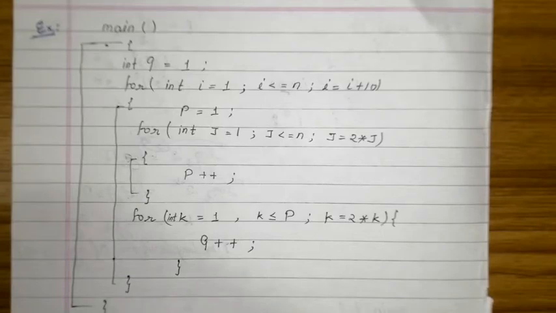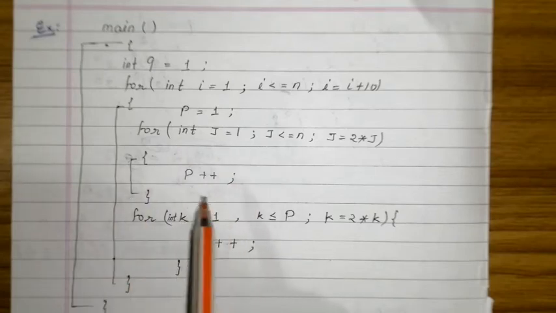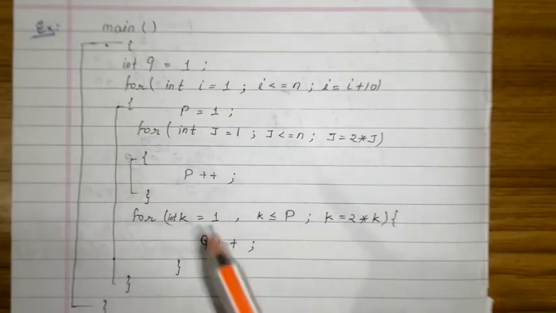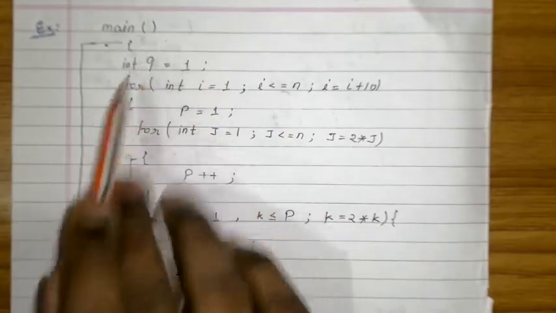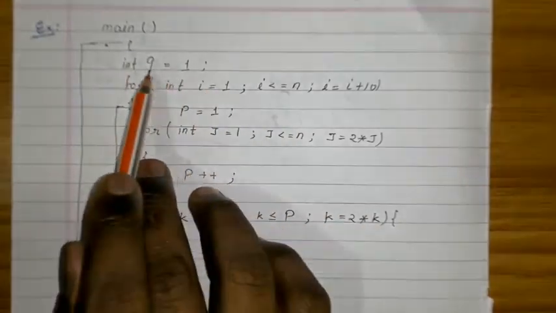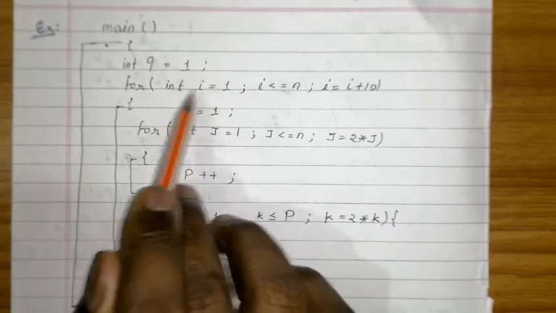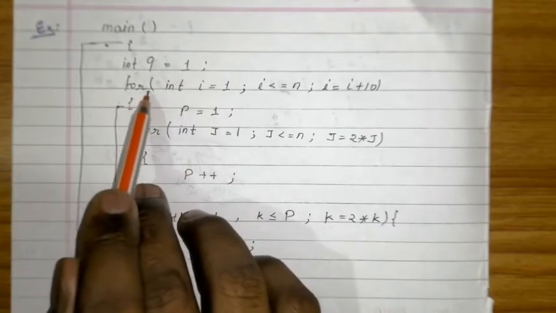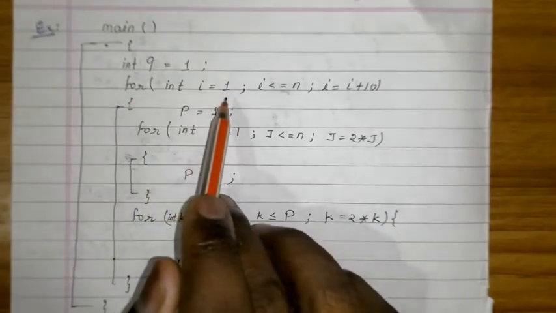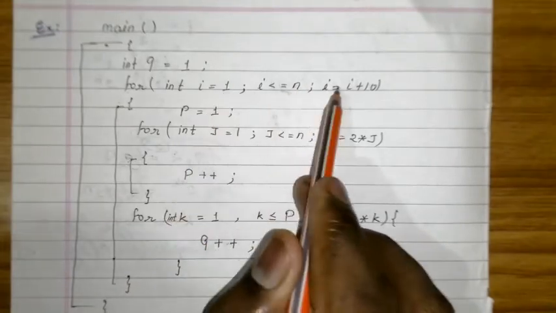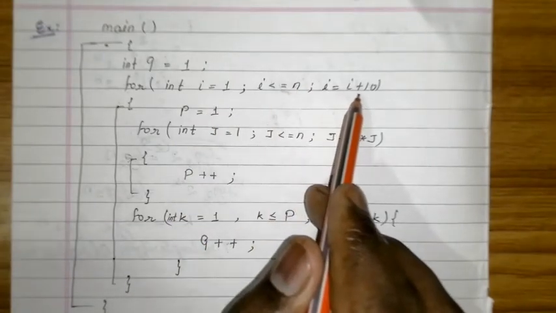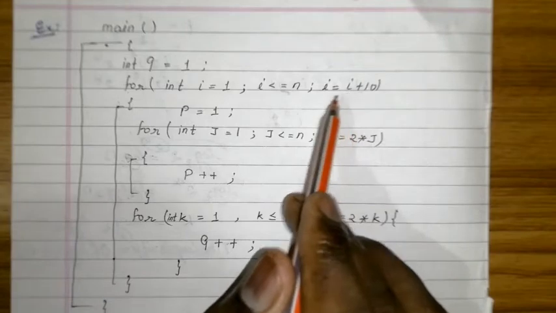In this video, I will show you a good example of how to find the time complexity of this program and what is the q value of this program. So let's see. A program is given. Inside main, the q value is initialized with 1 and there is one for loop. Inside the for loop, I will iterate from 1 to n and every time i is incremented by 10.